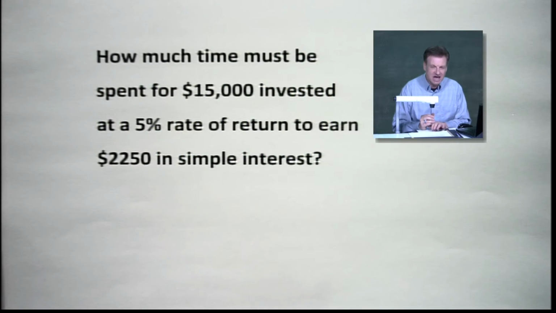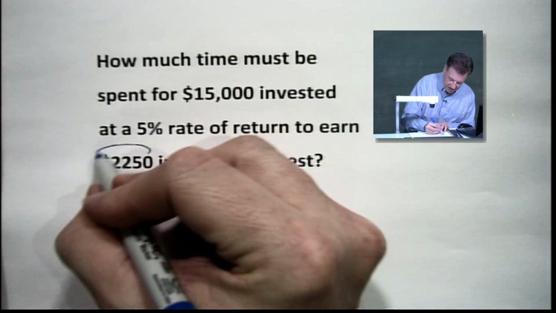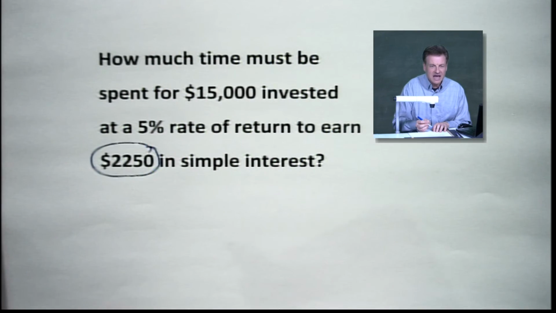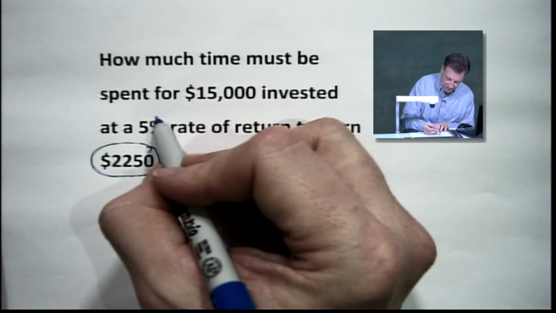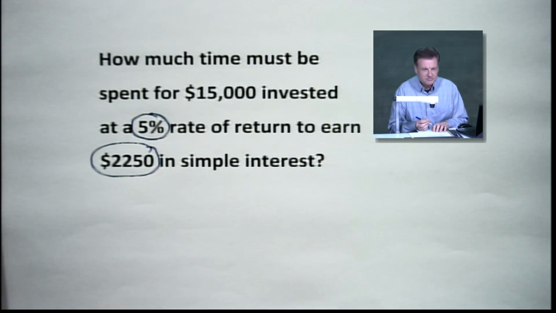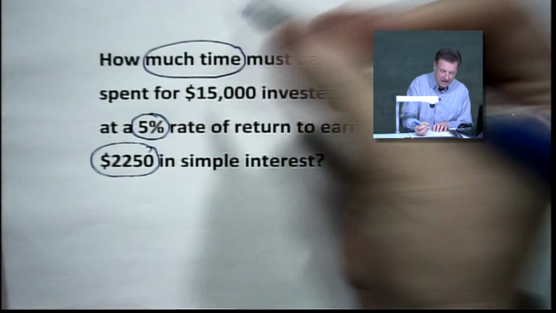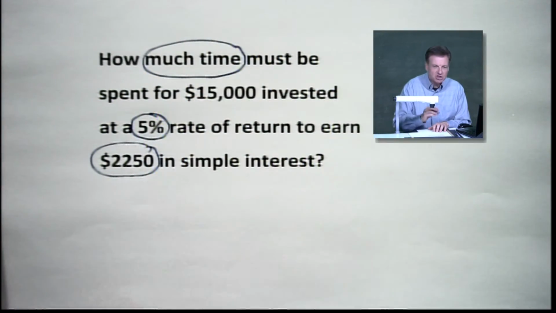Next problem says how much time, in other words, how long, must be spent for $15,000 invested at 5%, there's our 5% again, rate of return to earn $2,250 in interest. So right there off the bat, we have our interest, okay? The rate of return, that's an annual rate. And folks, that 5% is important again. This time, we are missing time. How about that? This time, missing time. How much time are we looking for?